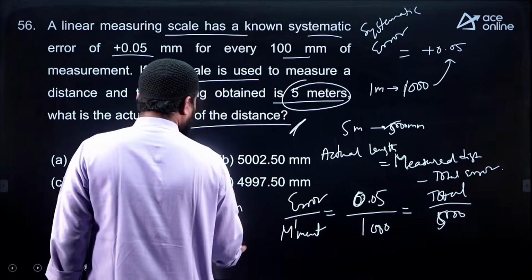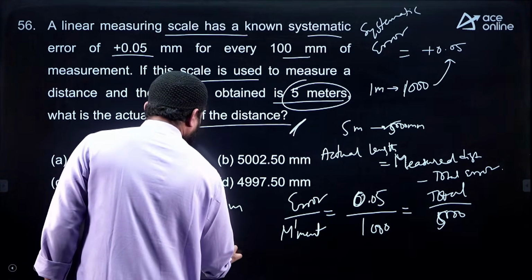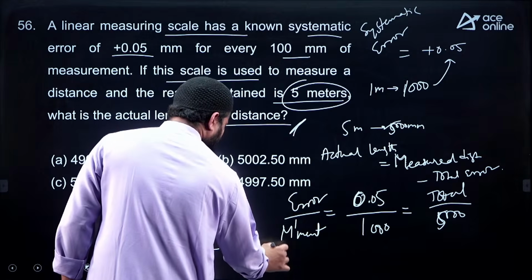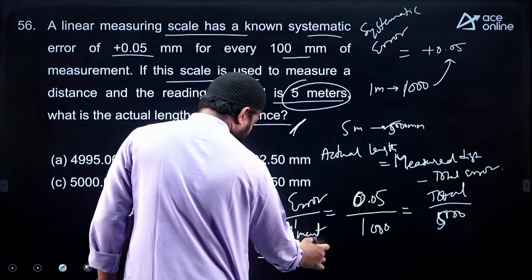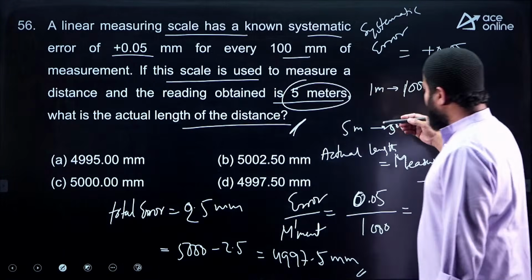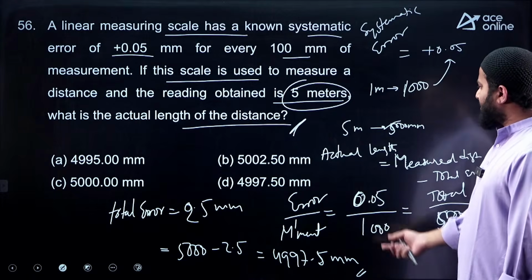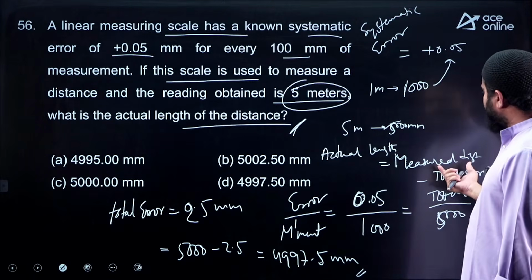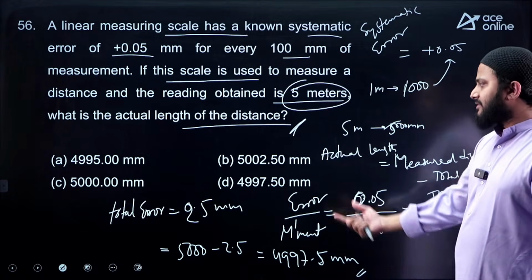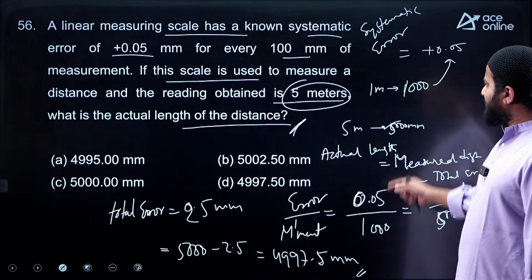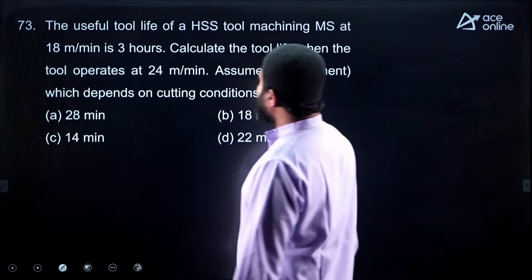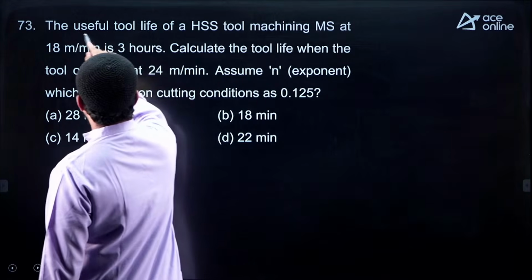So, 2.5 mm from the 5000, if you subtract, you will be getting the actual length, which is 4997.5 mm. So, this will be the answer. So, basically you are trying to calculate the difference between the measured distance and the total error, which gives you the actual length of the workpiece. So, simple calculation, just you need to go with the numbers without making any mistake on the decimals and it will give you the proper answer. Whereas, next this question, very interesting question.